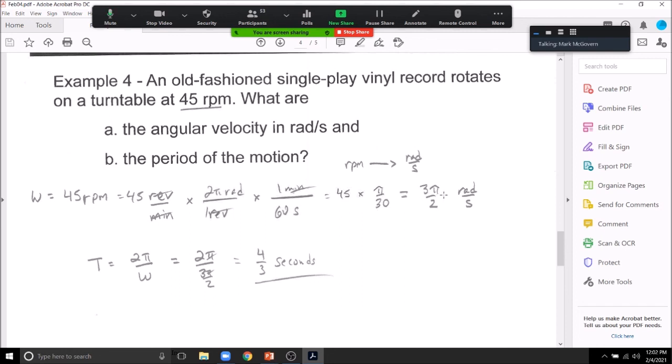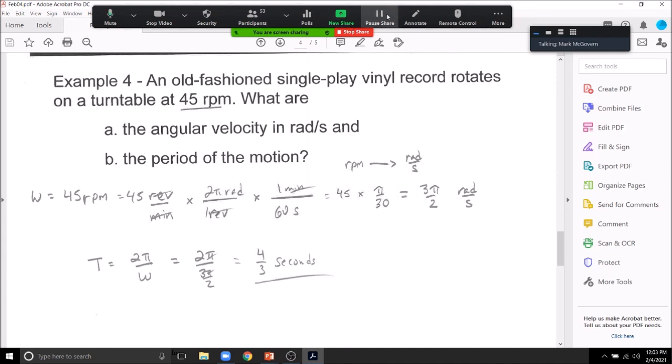Notice I left it as pi. A lot of times you don't need to actually figure out what pi is, for a couple of reasons. Leaving things in terms of pi is certainly reasonable. And also, a lot of times you use those numbers in other equations, and the pi will cancel out anyway. So now you see I multiplied by pi over 30 to go from revolutions per minute to radians per second.